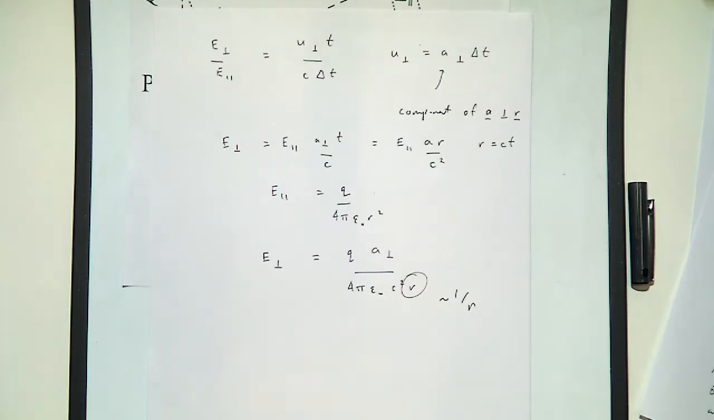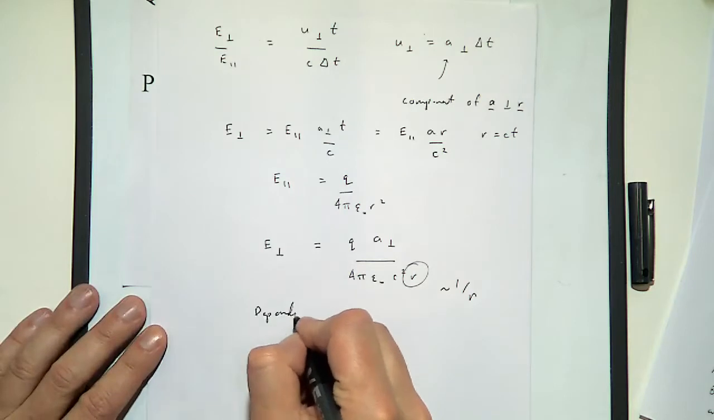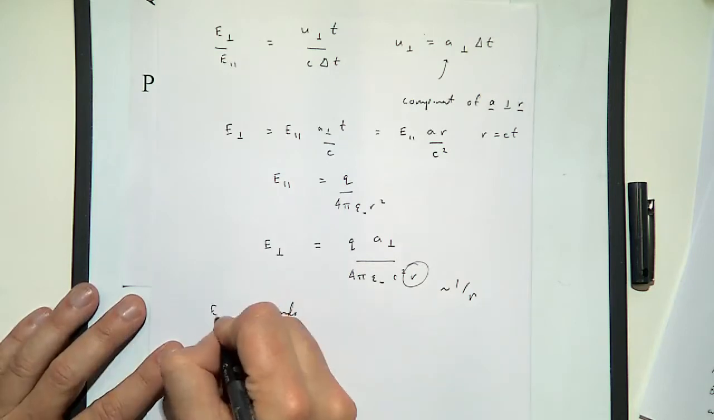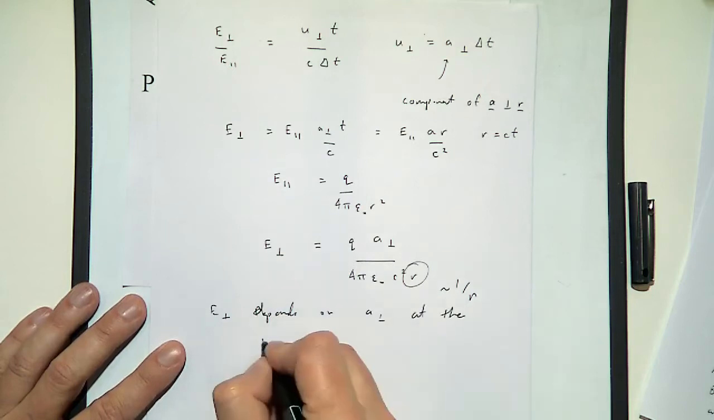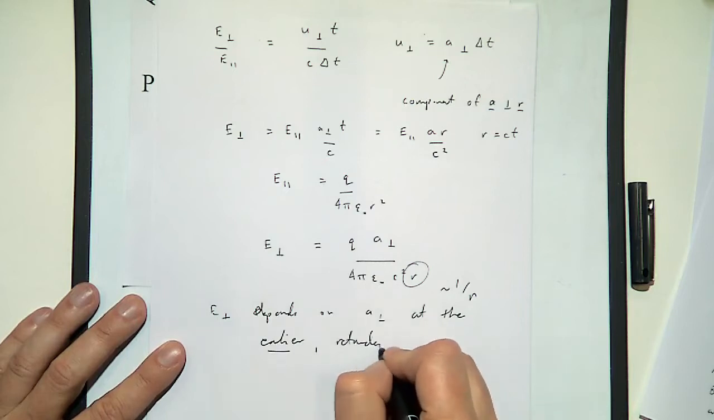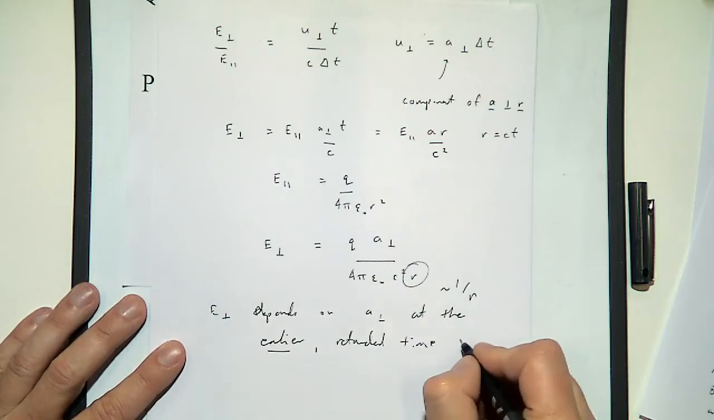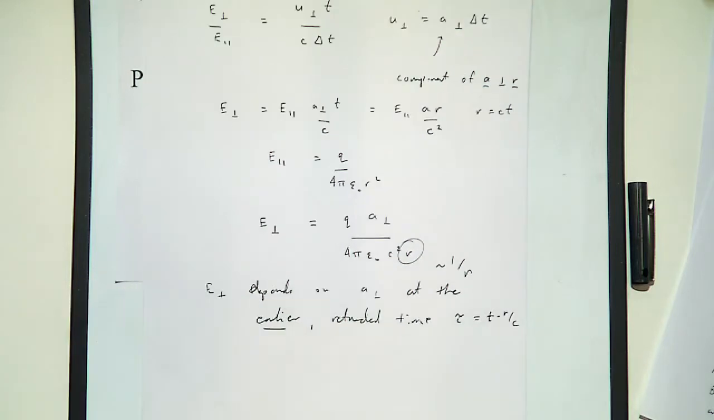Okay? But like I said, we need to say that for any accelerating charge, the E perpendicular depends on a perpendicular at the earlier, i.e. retarded time, which remember we wrote down is tau equals t minus r over c. You can see it written in lots of different formulations, but I will use t for the actual acceleration time and tau for the retarded time when you observe it somewhere else. Okay? And this is exactly what we want to see.